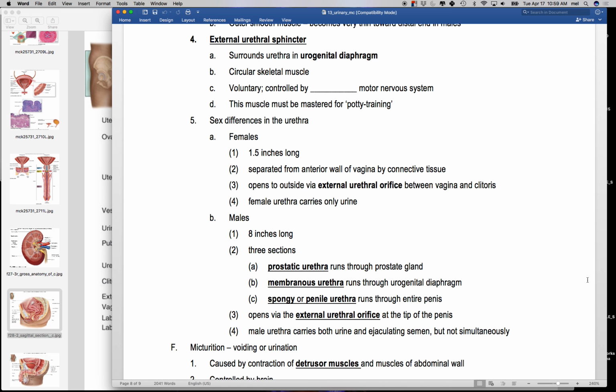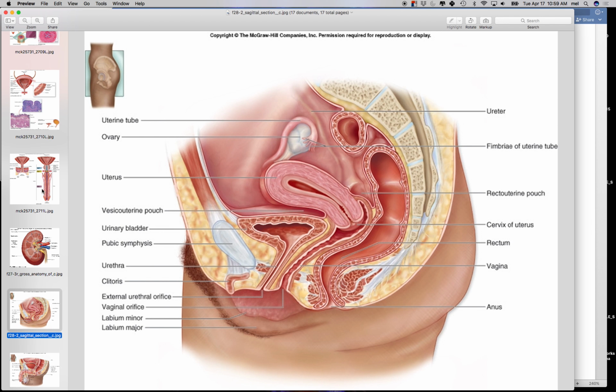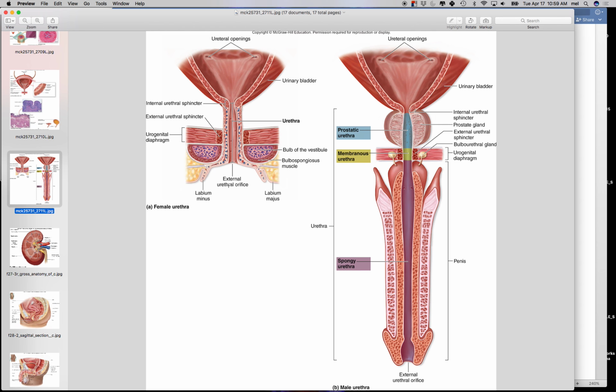Okay, so in males, on average, the urethra is around 8 inches long, and there are 3 different sections of it. You ready? So females just have a urethra, right? That's it. Okay. Males have a prostatic urethra as it runs through the prostate. Membranous urethra as it runs through the skeletal muscle and the sphincters surrounding it, right? And then through here, it's the penile or spongy urethra, as it runs through the penis, right? Okay, so females is way, way easier.